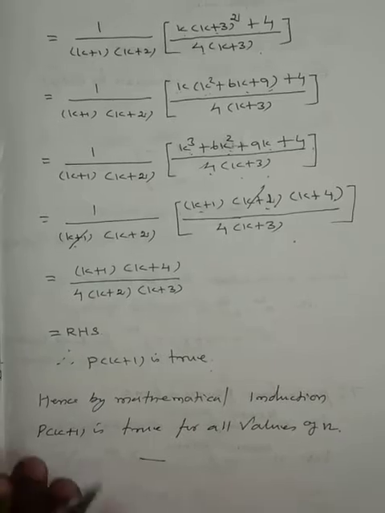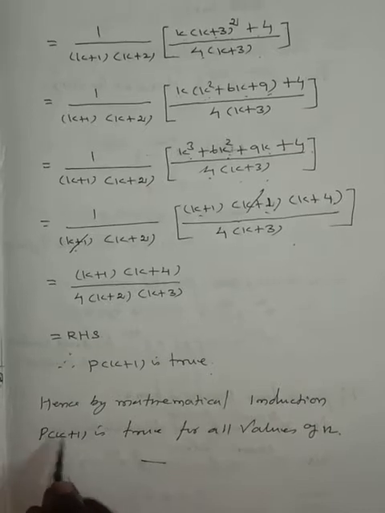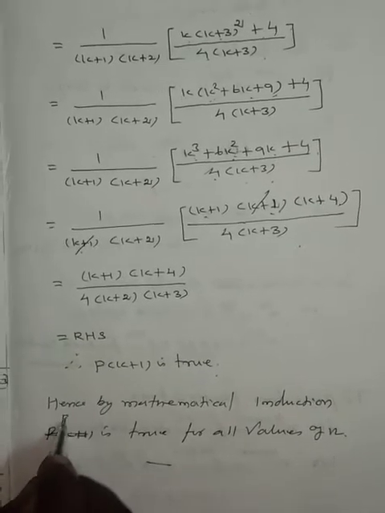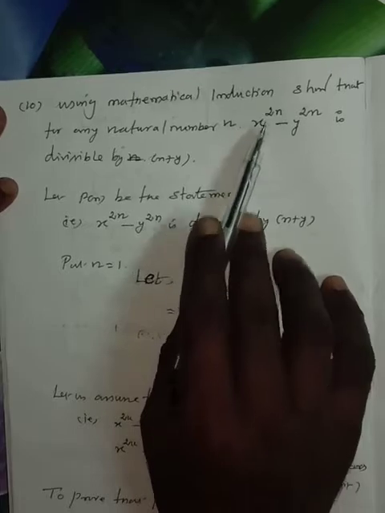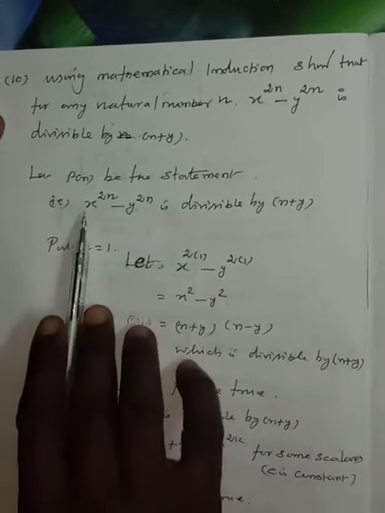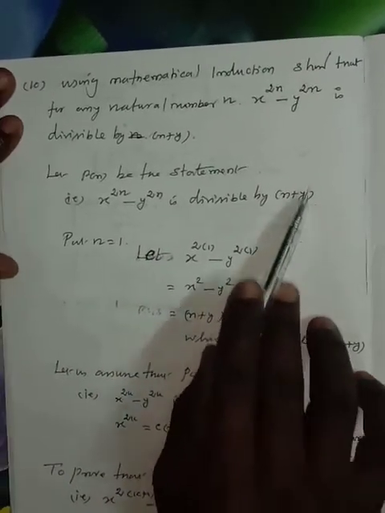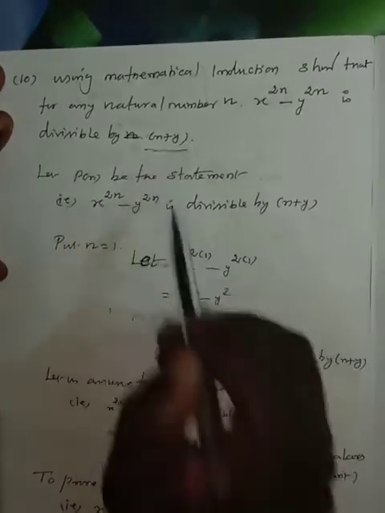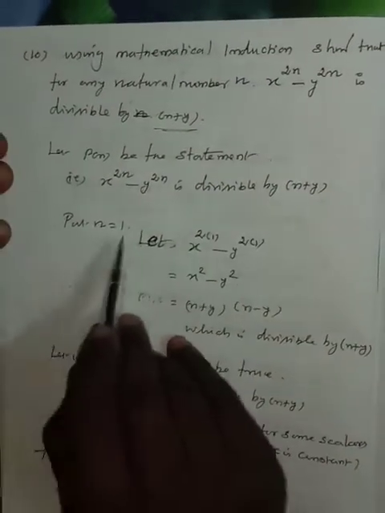So P(k+1) is true for all the values of n means P(n) is true for all the values of n. Next, prove by induction that for n a natural number, x^(2n) minus y^(2n) is divisible by x plus y. Let P(n) be the statement: x^(2n) minus y^(2n) is divisible by x plus y. So put n equal to 1 to prove that P(1) is true.